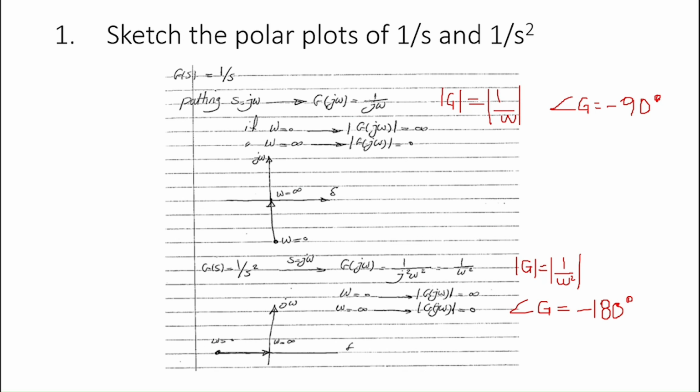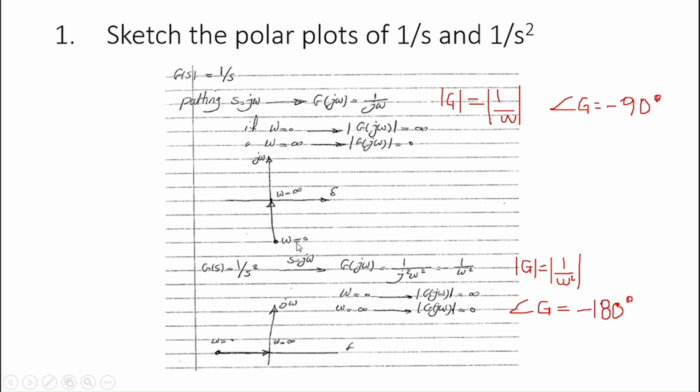So when we do that, we get that when omega is equal to 0, the magnitude is equal to infinity, and when omega is equal to infinity, the magnitude is equal to 0. So both of these are at an angle of negative 90 degrees. So when we plot this on the negative side of the imaginary plane, at omega is equal to 0, at an angle of negative 90 degrees, the magnitude is infinity, right? So there will be an open circle at infinity, and at omega is equal to infinity, the magnitude is 0, so there will be an open circle at the center of origin, right?